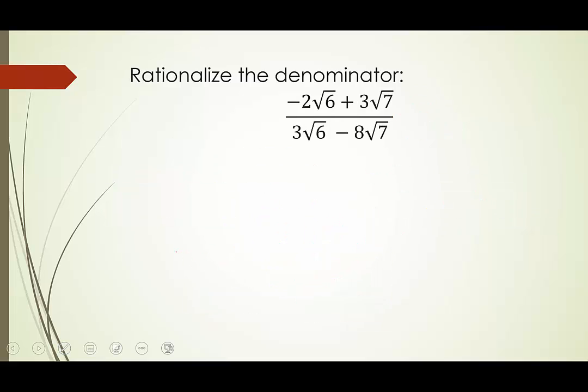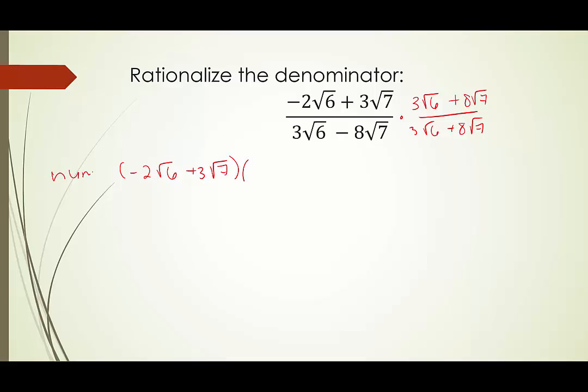In our last example, this time we have radicals and coefficients, so just a little more work to finish these examples off. We're going to multiply by the conjugate of the denominator, 3 radical 6 plus 8 radical 7. And negative 2 radical 6 plus 3 radical 7. This is the numerator. I'm sorry, I didn't label it. Numerator. Times 3 radical 6 plus 8 radical 7.